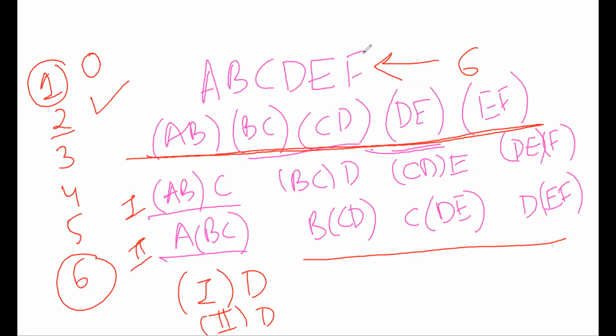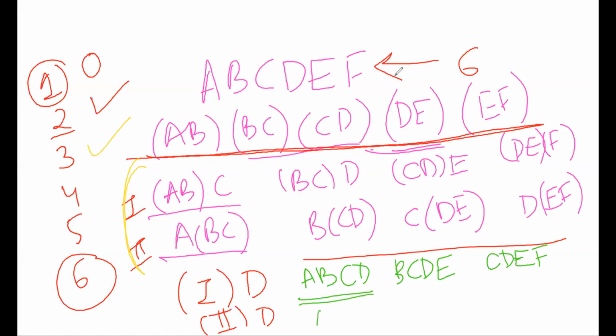Chain of three is this one, your next level. For chain of three, you need to know all the possible ways of multiplying. Once you have that, then you have to go for chain of four. For chain of four, for example, what are the possible four chains? A, B, C, D, B, C, D, E, then C, D, E, F. So there are only three chains of length four.